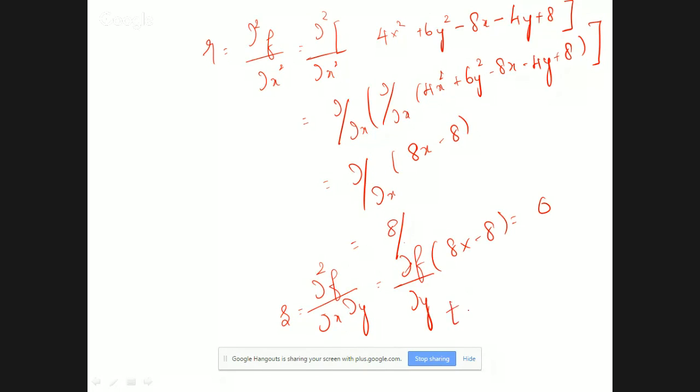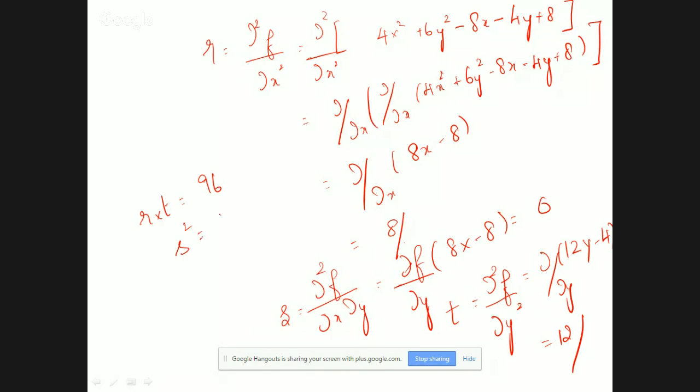Now you do t. T is ∂²f/∂y². So it is going to be ∂/∂y of 12y − 4, which is nothing but 12. Now you equate. What is r into t? R into t is equal to 96. What is s²? It is 0. Is rt greater than s²? Yes. It's going to have maxima or minima.